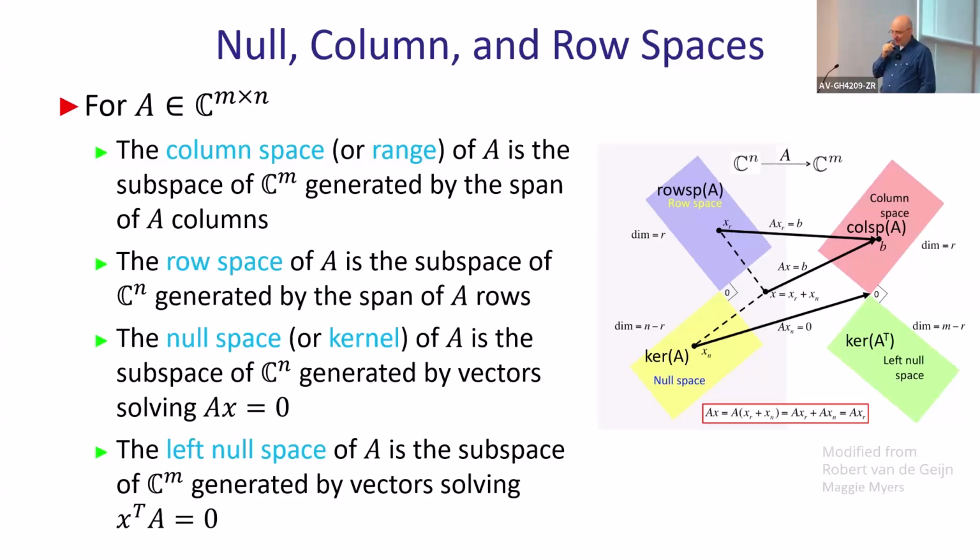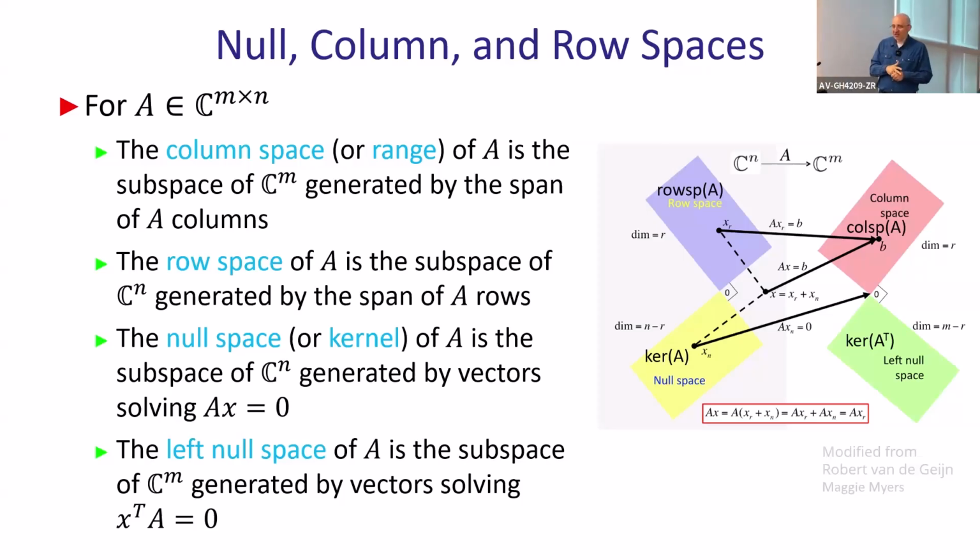Now, Gil Strang coins it as the fundamental theorem of linear algebra, all these connections between multiple different subspaces. So what are the subspaces? If you have a matrix, which is not necessarily a square matrix but could be a rectangular matrix, m by n, all right? And it could be complex or real, it doesn't matter. I'm writing it as complex, but you can imagine it as a real matrix as well.